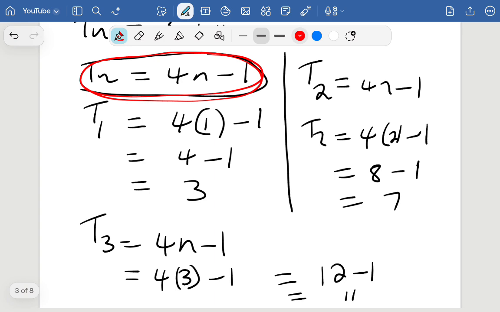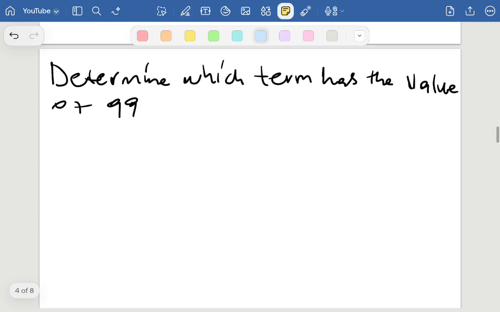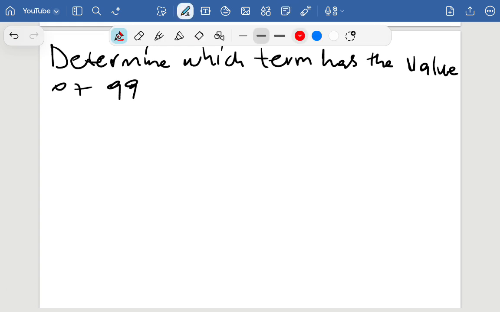We have got the following question there. Let's quickly go and see it. Here's the question. The question says, determine which term has the value of 99. Remember, our series goes up to 99. So we want to determine which term has the value of 99. So we just apply the same formula. Tn is equal to 4n minus 1.